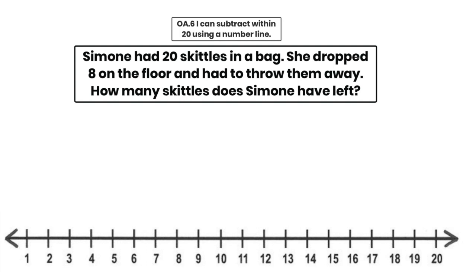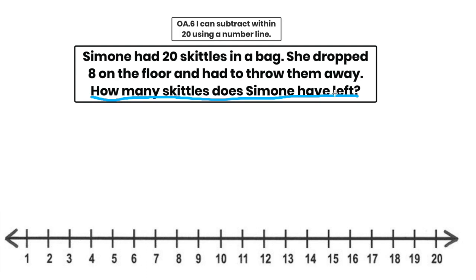So remember, first we need to identify the question. And the question is, how many Skittles did Simone have left? Now I need to determine what I need to do in order to solve that problem. Well, I see the word left, and I remember that left usually gives us a clue that we're going to subtract.